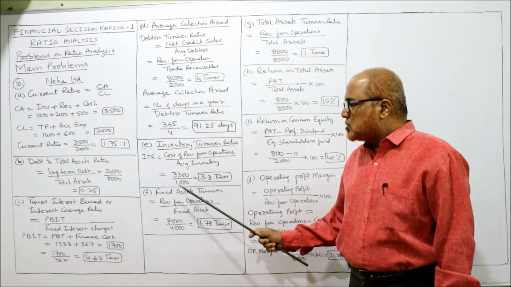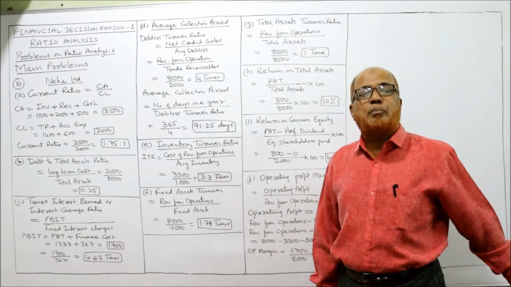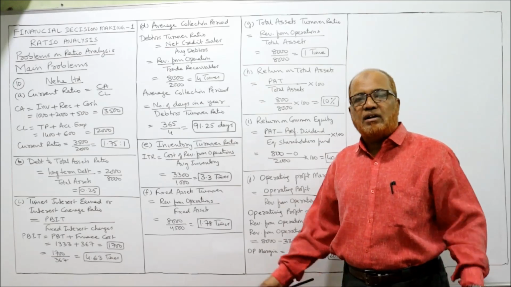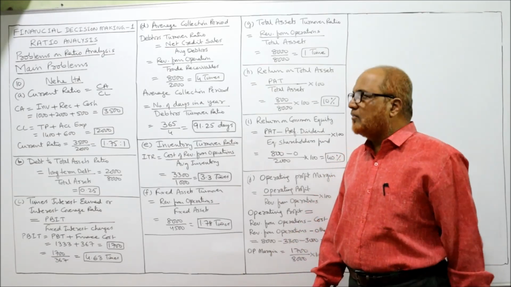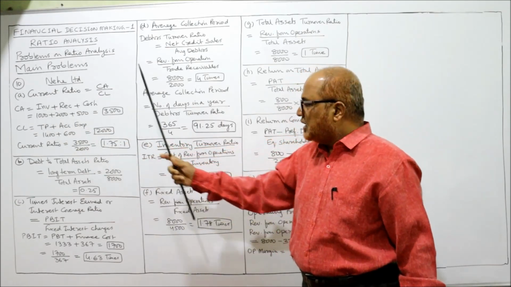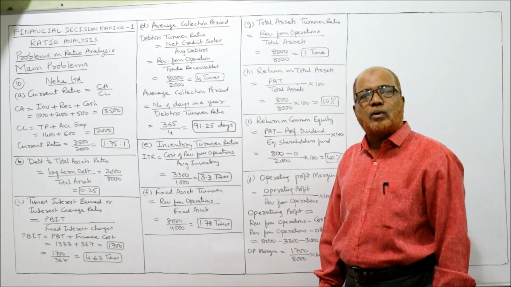So 3,300 is the cost of revenue from operation, directly given in the problem. And average inventory we cannot calculate, so we use the closing inventory of 1,000. You can see the inventory here, 1,000. That gives 3.3 times. This is the inventory turnover ratio.